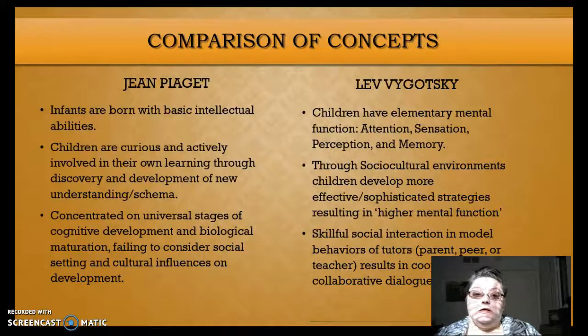In comparing theories between Piaget and Vygotsky, there are a lot of similarities in their thought process on child development. However, Piaget focused more on the universal stages of cognitive development and biological maturation, without considering that the environment and social and cultural aspects are very significant to cognitive development.